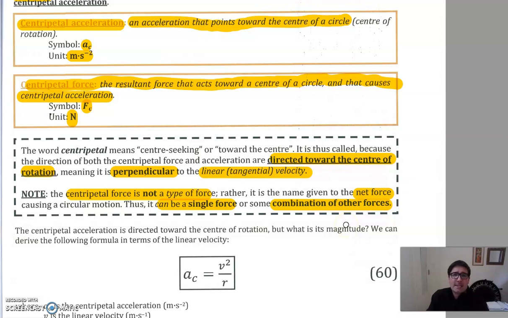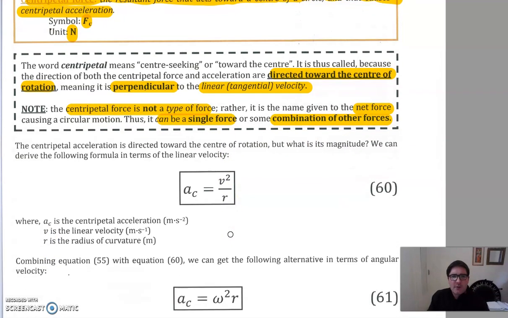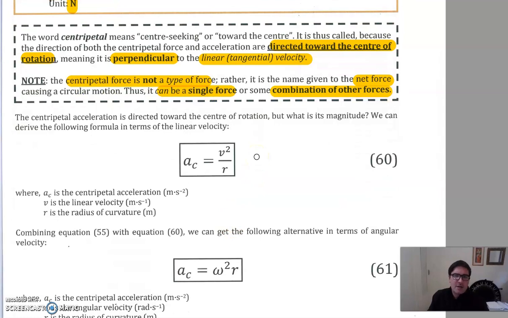Now, what is the relationship between acceleration and velocity? Centripetal acceleration is directed towards the center of rotation, as we said already, but how do we calculate it? What is the magnitude? The magnitude is equal to the linear velocity squared divided by the radius. Now, in terms of the units, how do we then get meters per second squared? Well, you've got meters per second that you square, which is going to be meters squared per second squared, and you divide that by meters.